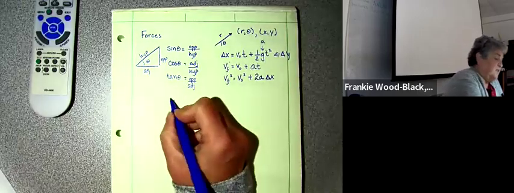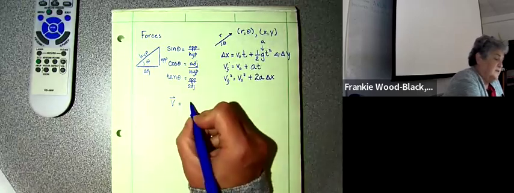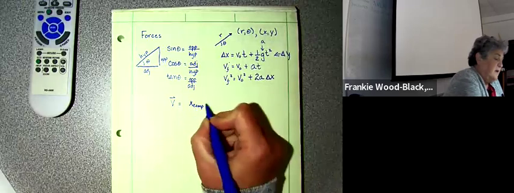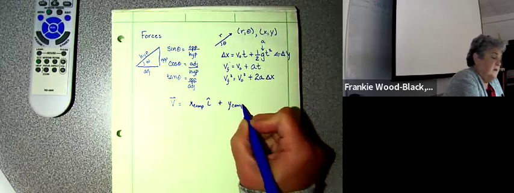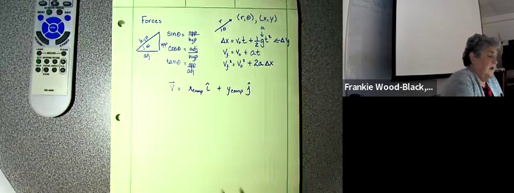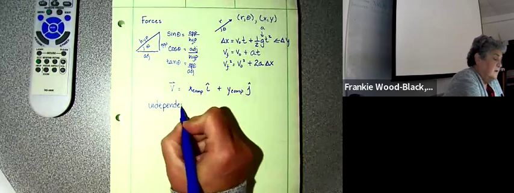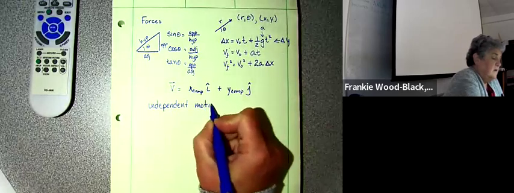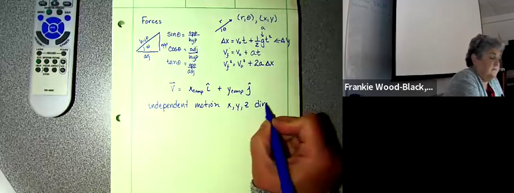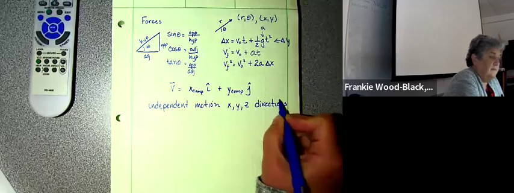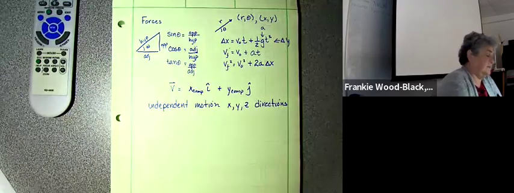And we've talked about vectors being in the format of my x component in the i direction and my y component in the j direction, and that we have independent motion in our x and y and z directions. So that kind of gives you where we've gone.